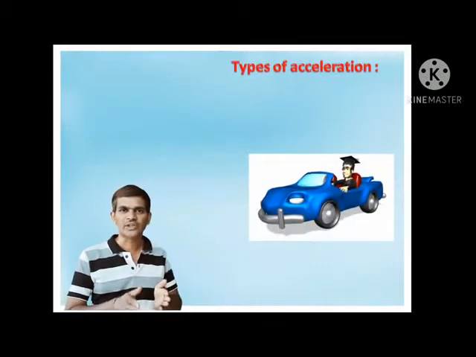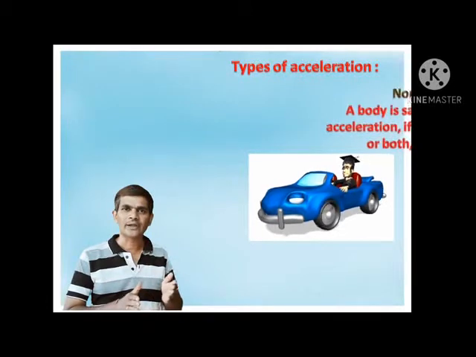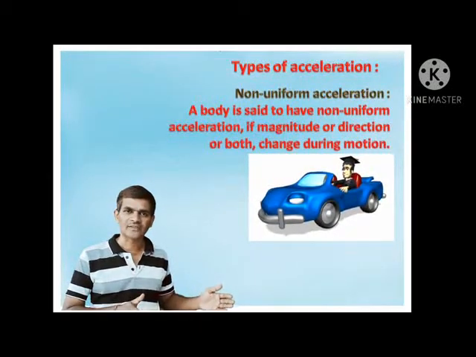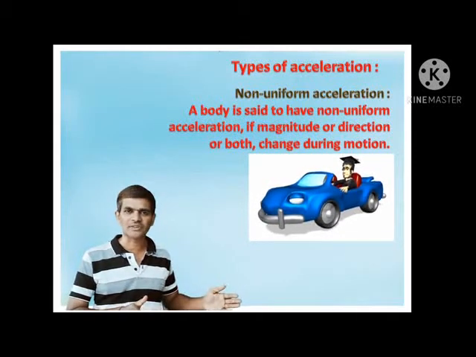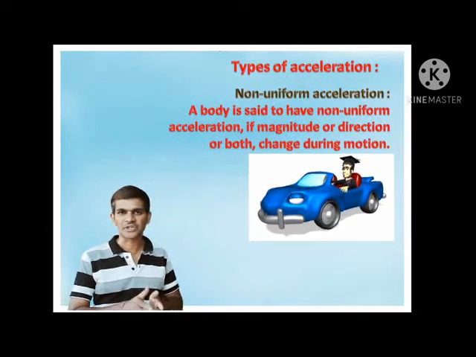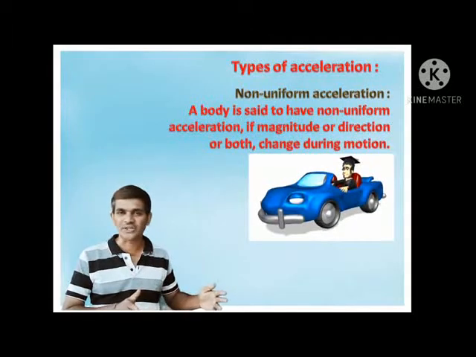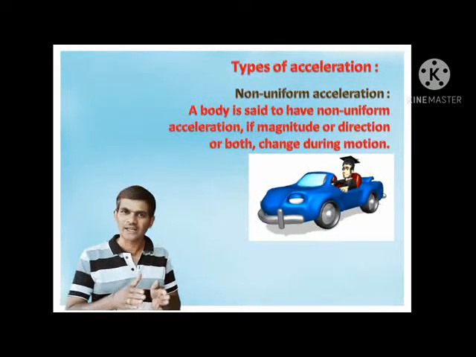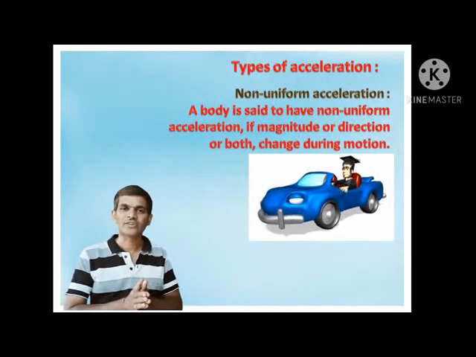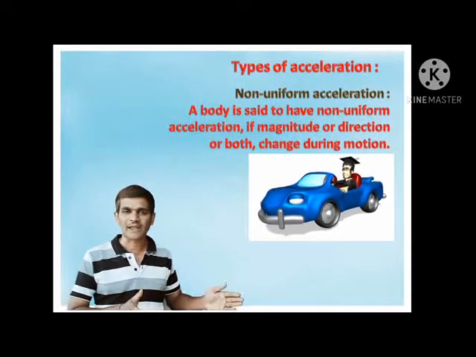Next, non-uniform acceleration. A body is said to have non-uniform acceleration if the magnitude or direction or both of acceleration keep changing with respect to time. Suppose the rate of change of velocity is changing with respect to time, or the direction of its velocity changes with time, then the body is said to have non-uniform acceleration.